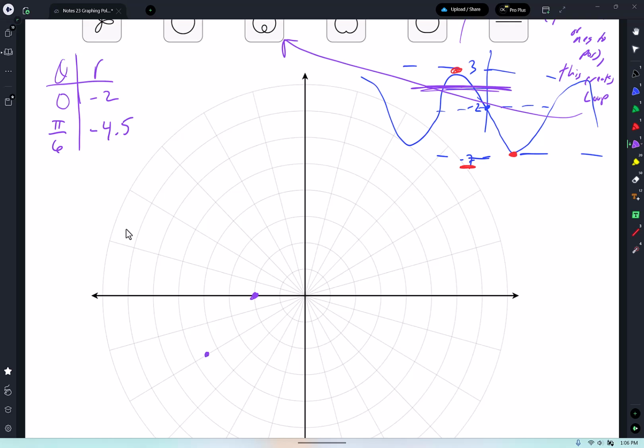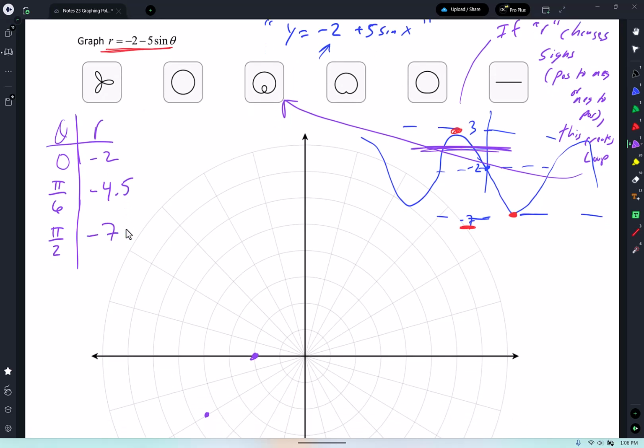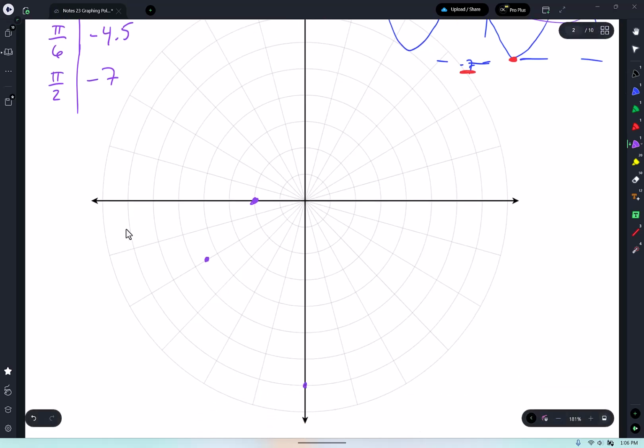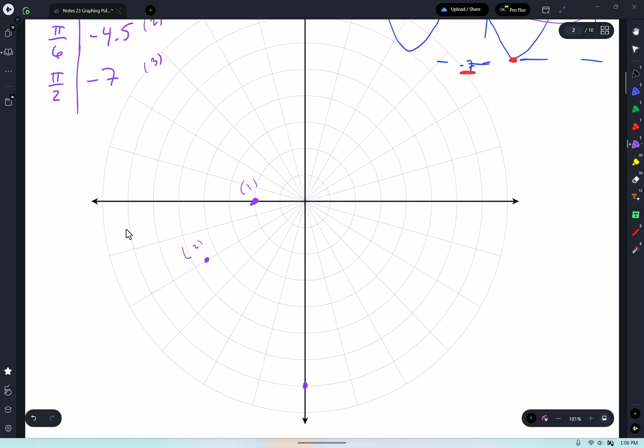Point. See? All right, next I'm going to choose pi over 2. Sine of pi over 2 is 1. -2 minus 5 is -7. So I'm going to go to pi over 2, and then I'm going to go in reverse. -7. 1, 2, 3, 4, 5, 6, 7. Way over here. So there it is. My first point, my second point, my third point.